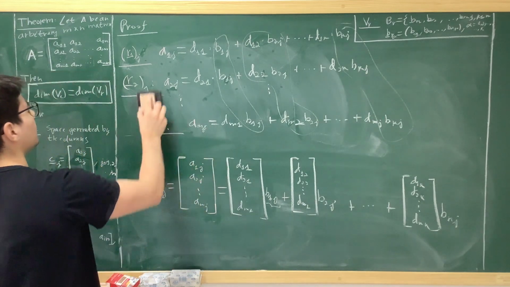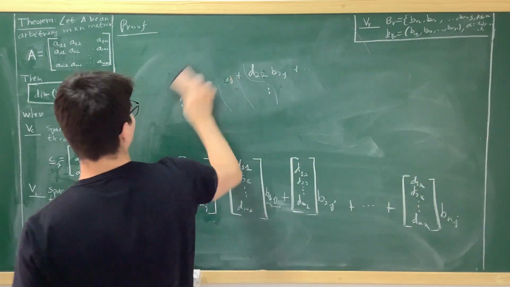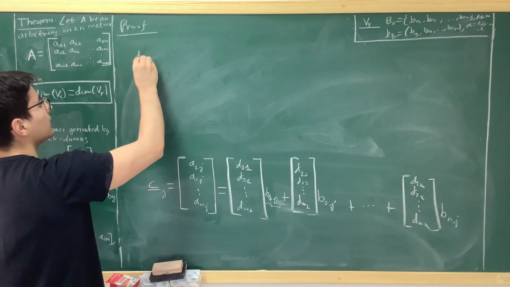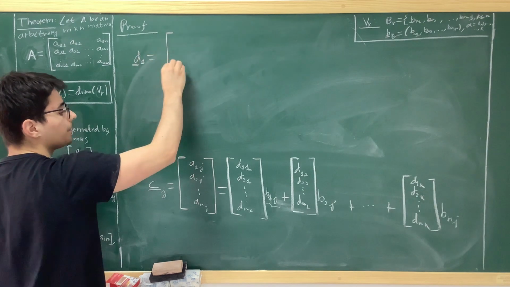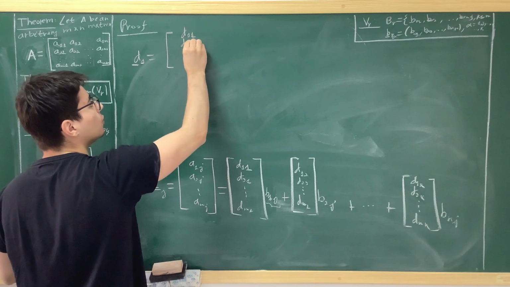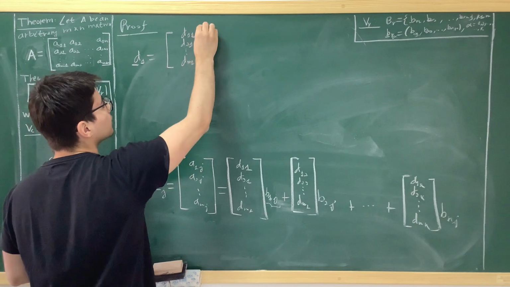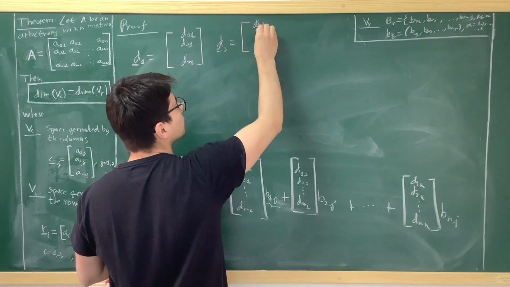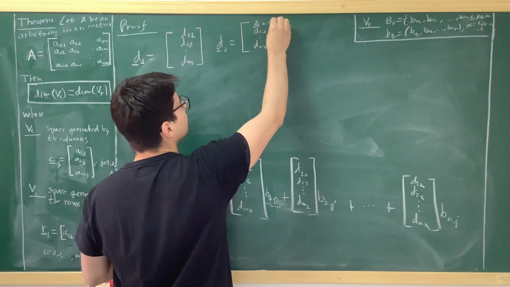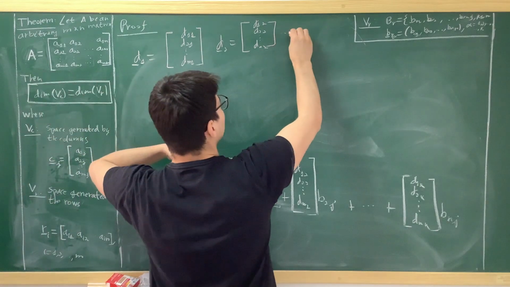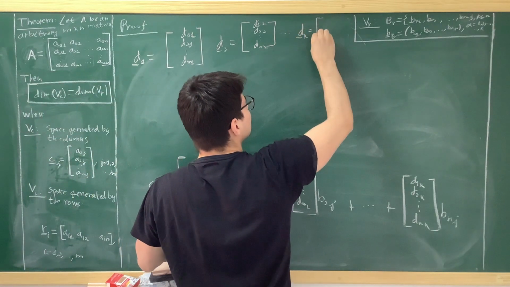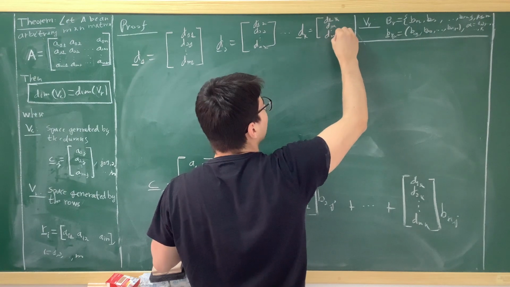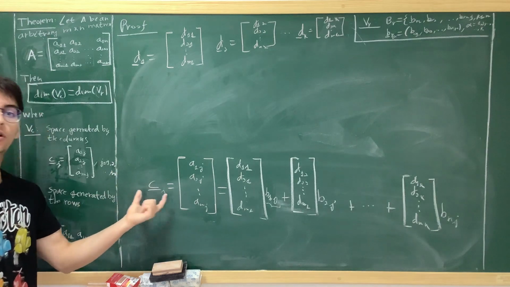Let me erase this and explain this a bit better. Okay, so let me call D1 this first column, D11, D21, so on, DM1, and let me call D2 just D12, D22, and so on until we get to DM2. Likewise, keep doing this until we get to our last one, Dk, which is just D1k, D2k, DMk. So if we call this, we can actually write each column as follows.